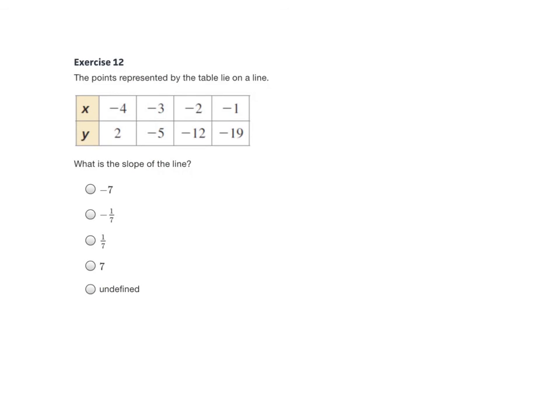Number 12. Up here at x, it's going from negative 4 to negative 3, so that's adding 1. The y value from 2 to 5 is, it's subtracting 7. So, change in y over change in x. Change in y is negative 7. Change in x is positive 1. So, negative 7 divided by 1 is also just negative 7.